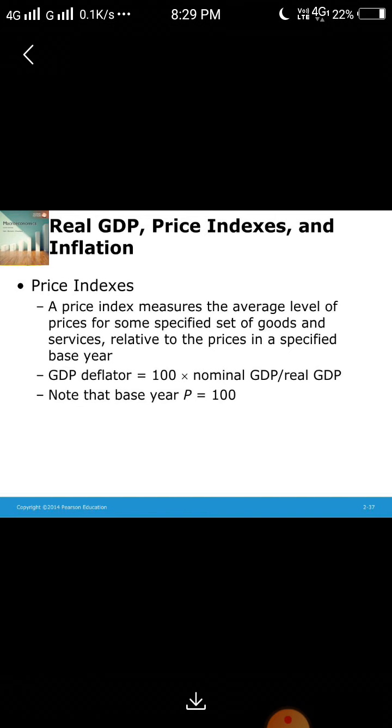Real GDP, price indexes and inflation. A price index measures the average level of prices for some specific set of goods and services relative to the price in a specified base year. GDP deflator equals 100 times nominal GDP upon real GDP. Note that in the base year, P equals 100, right?